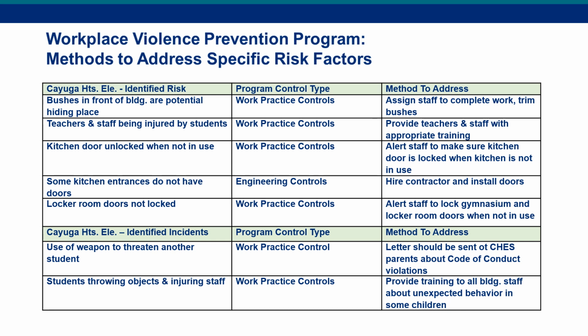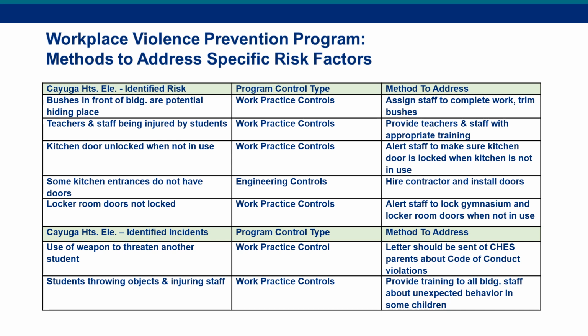Cayuga Heights Elementary, the identified risks. Bushes and shrubbery in the front of the building are potential hiding places. Teacher and staff being injured by students. Kitchen door unlocked when not in use. Some kitchen entrances that do not have doors. And locker room doors not locked. Our program control types are listed in column 2. And more importantly, our methods to address these identified risks are listed in column 3.